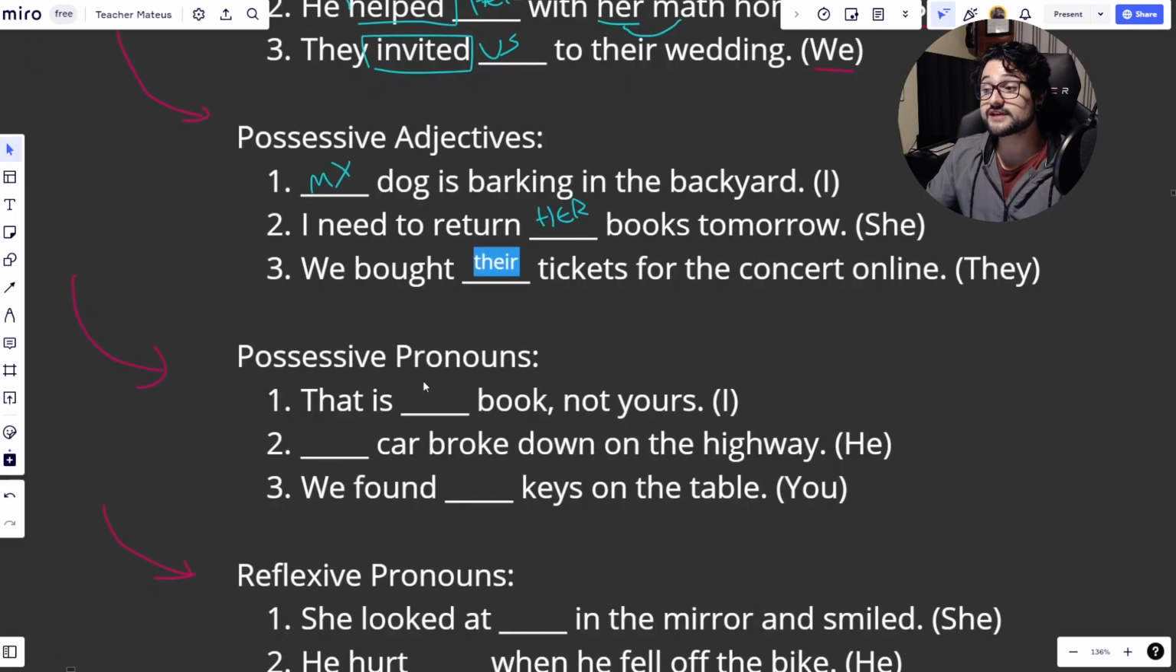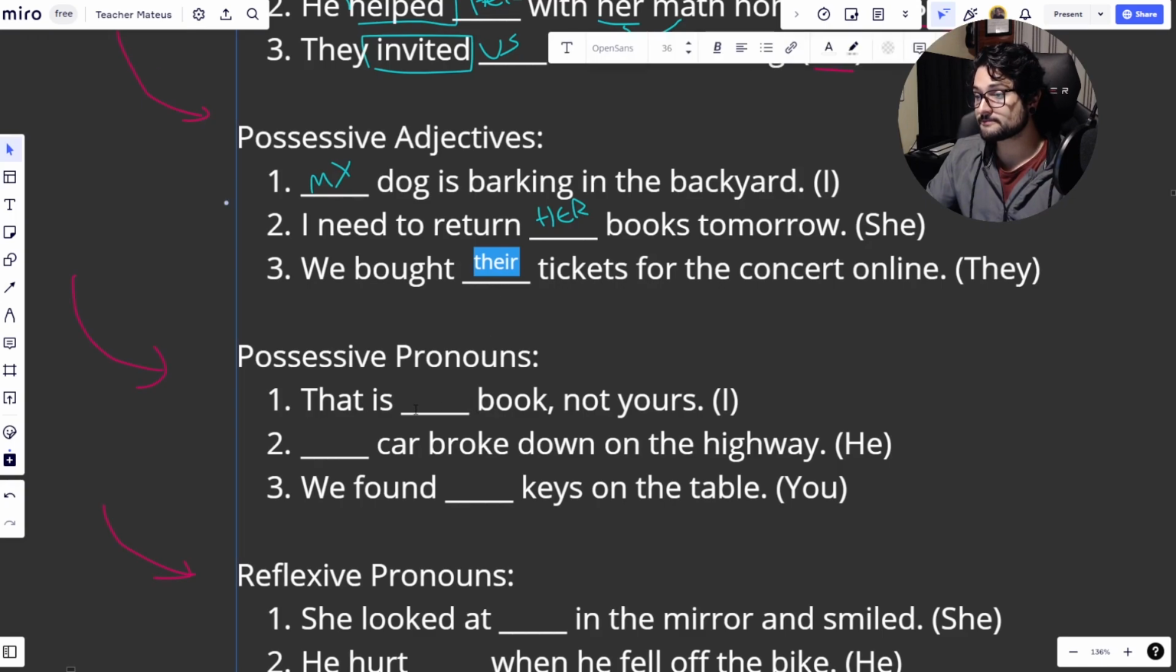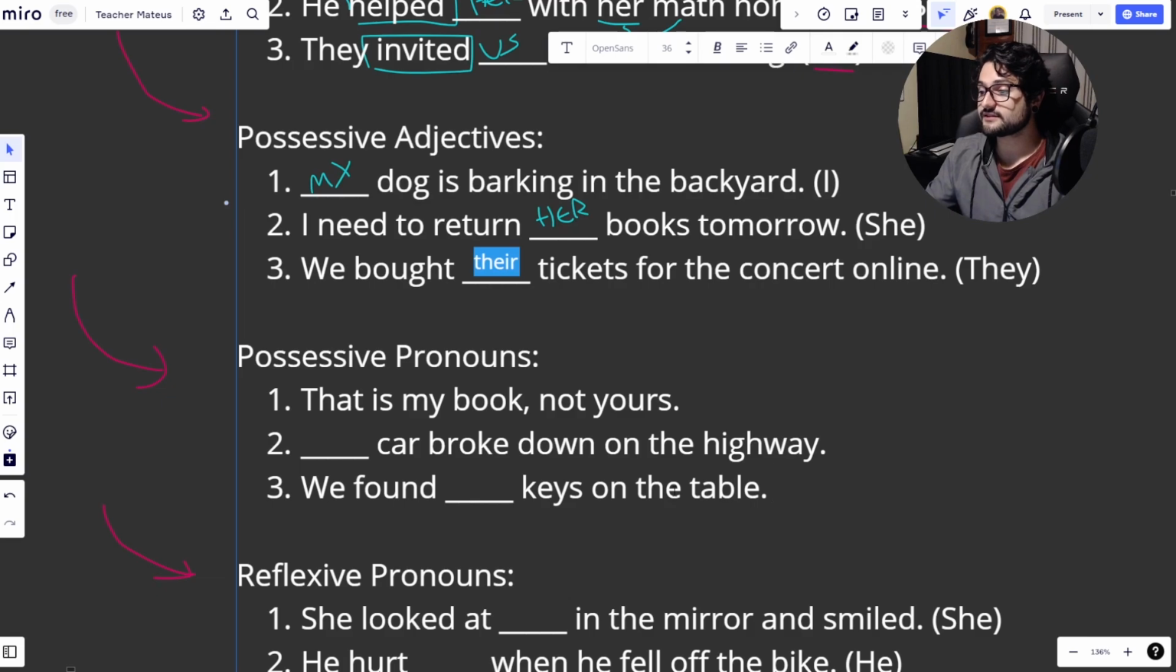Possession. Possessive pronoun. Here actually we have possessive pronouns. This is my book, not yours. Yeah, this case was mistaken, guys. Sorry for that. It happens. So we could say this is my book, not yours.